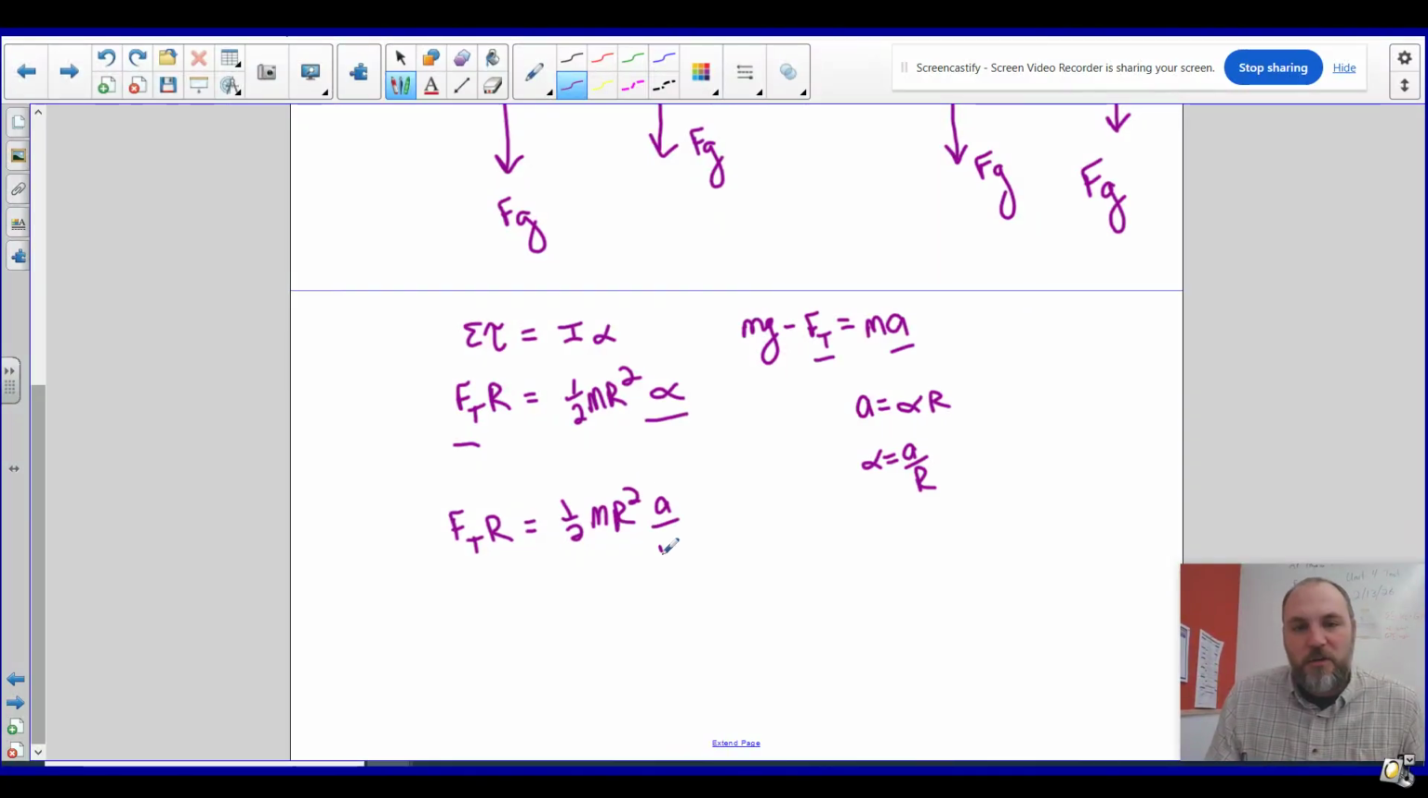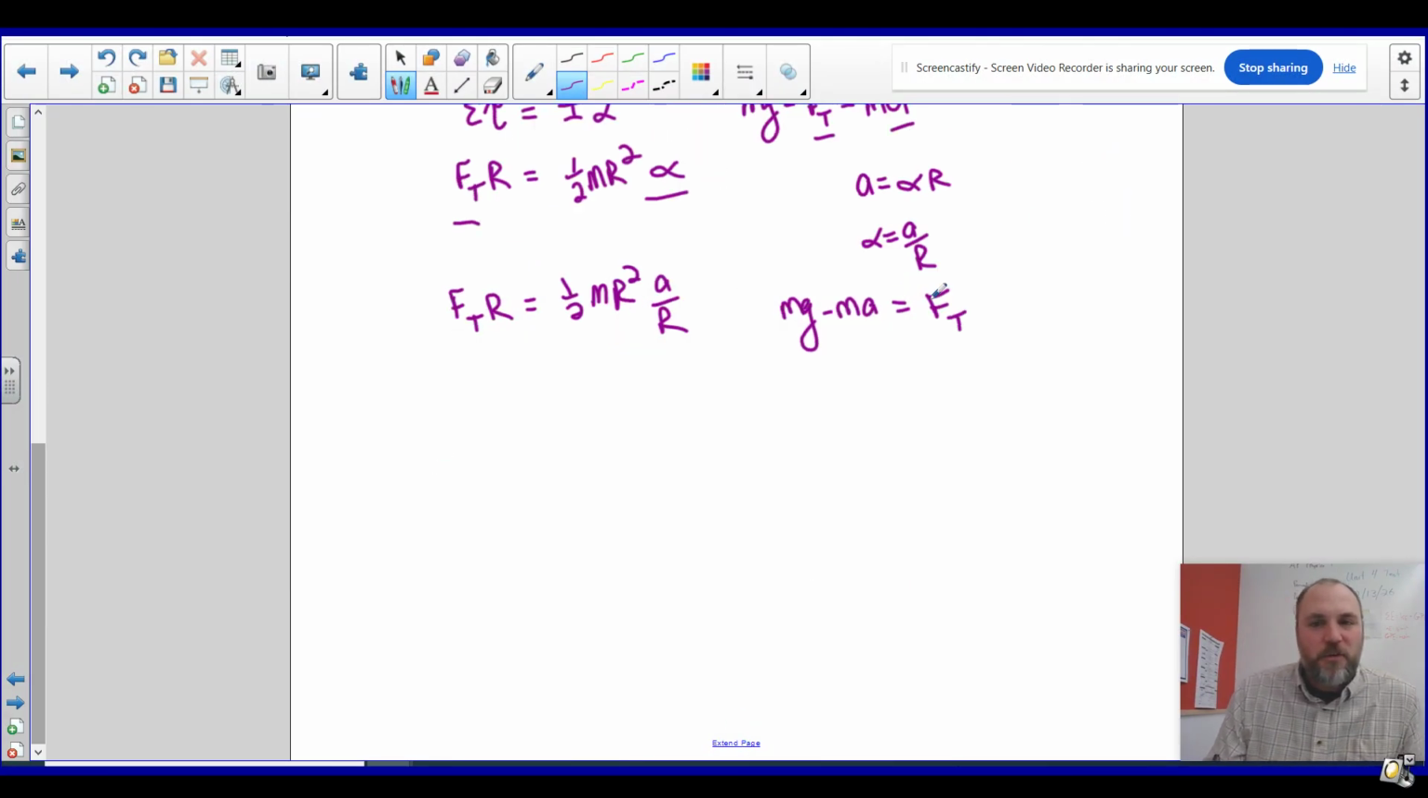So I'm going to put in A over R. And then from the translational version of Newton's second law, I'm going to solve for Ft. And I just get mg minus ma is equal to Ft. So I have a system of equations. I'm going to use this expression to substitute into the other side. So for tension, I'm going to put in mg minus ma, times R, the lever arm, is equal to 1/2 mr squared times A over R.